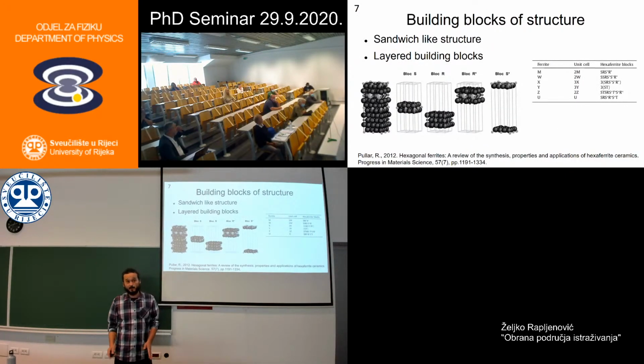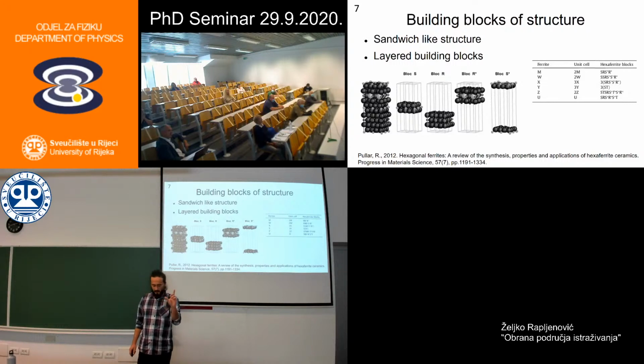As we saw, the structure is complicated, but it can be simplified if we view it as a sandwich-like structure which is formed by different layer building blocks. So here are the S, R star, and S star layers, where the R star and the R layer are the same layer, but rotated by 180 degrees. And this table summarizes the main types of hexaferrites and their building blocks.